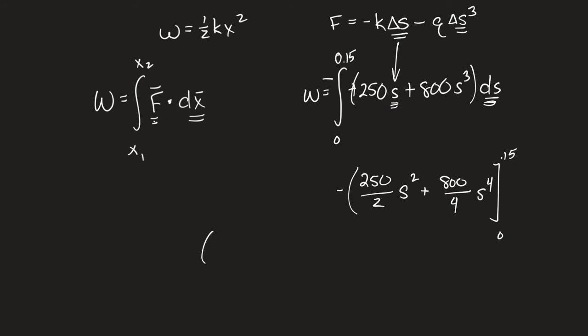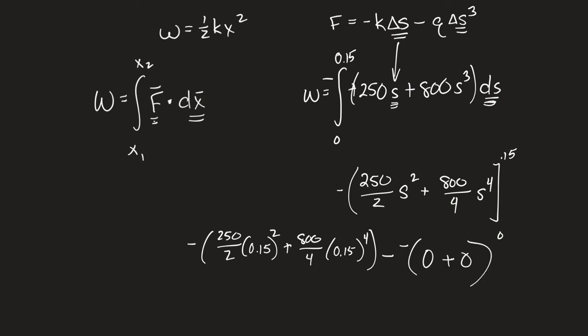But I'm going to be thorough and say that this is 250 over 2 times 0.15 squared plus 800 over 4 times 0.15 to the 4th, all minus 0 plus 0. Put in both limits and subtracted them. I'm being thorough, and it's killing me. All right, you have calculators. You tell me what this is.